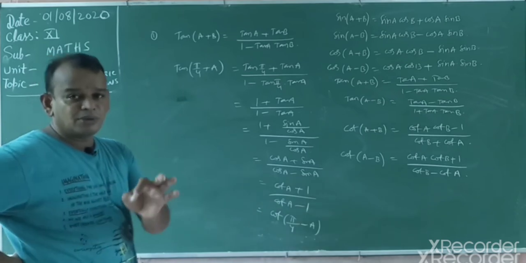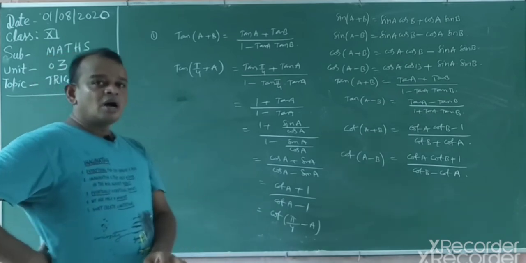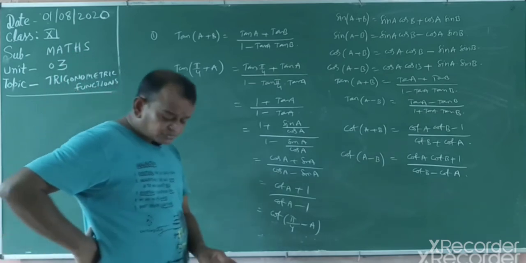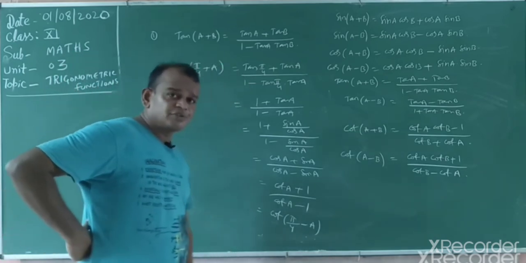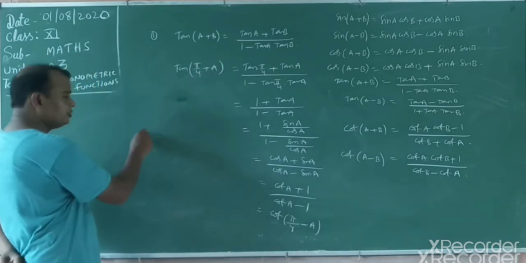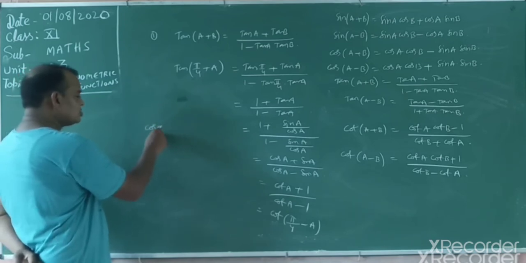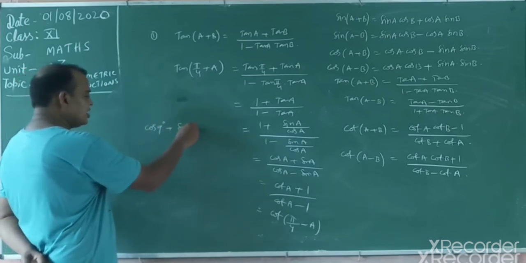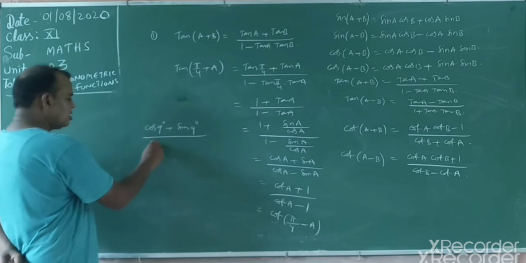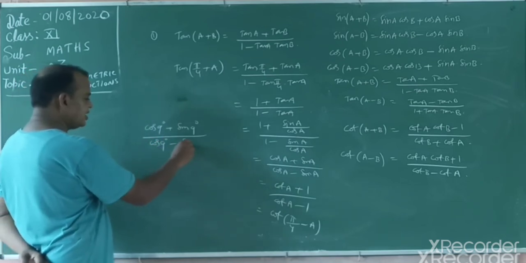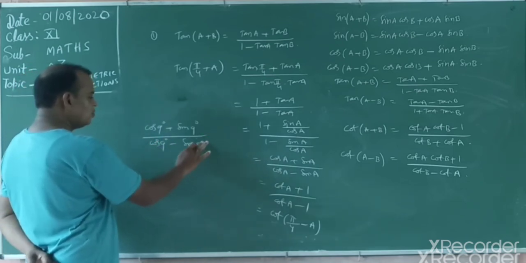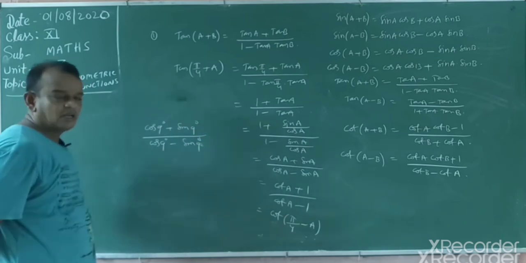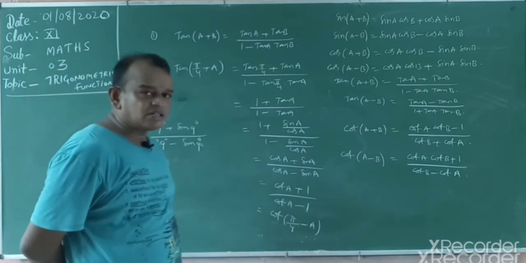You must remember how the questions are asked from the examination point of view. Simple. In the examination, find (cos 9 degrees + sin 9 degrees) by (cos 9 degrees - sin 9 degrees). What is the value of this one? Cos 9 plus sin 9 by cos 9 minus sin 9.